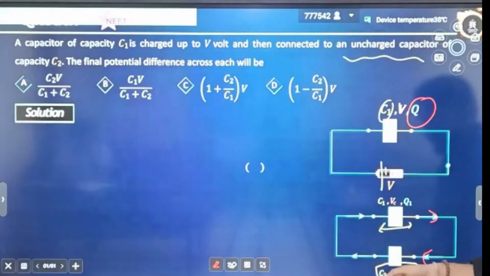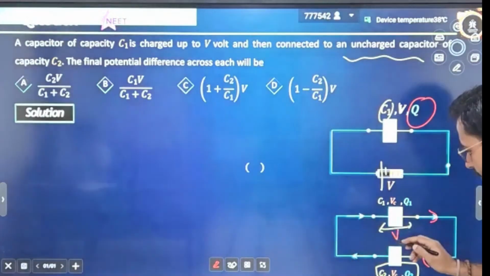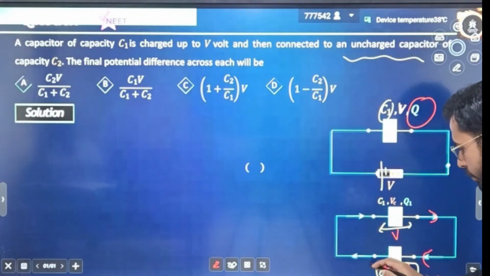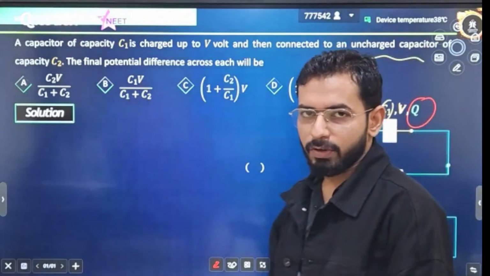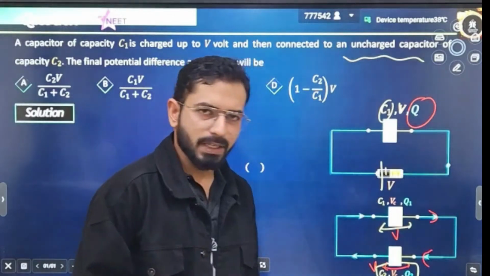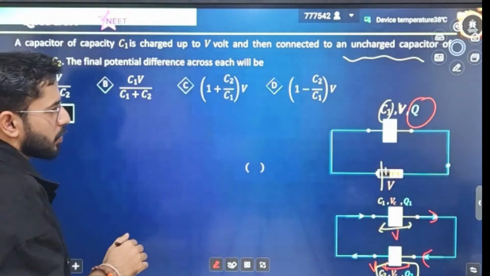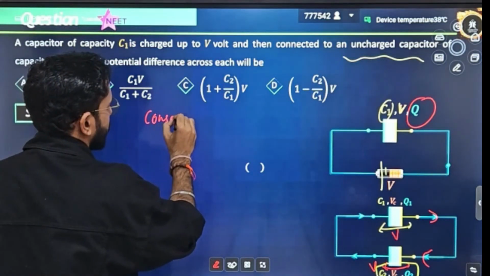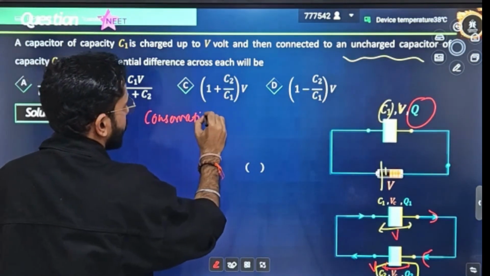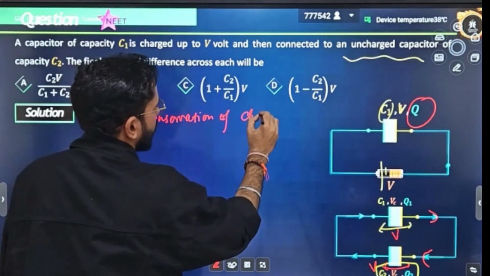So it will charge the second capacitor until the potential difference across both these charged capacitors is the same, the common potential, that I told you. I even told you a direct formula to remember this common potential. But still, let's write it again. So what will you do? I will apply the concept of conservation of charges.